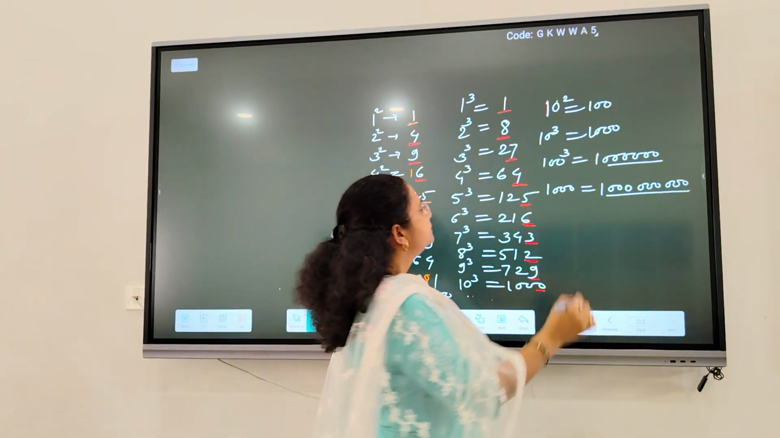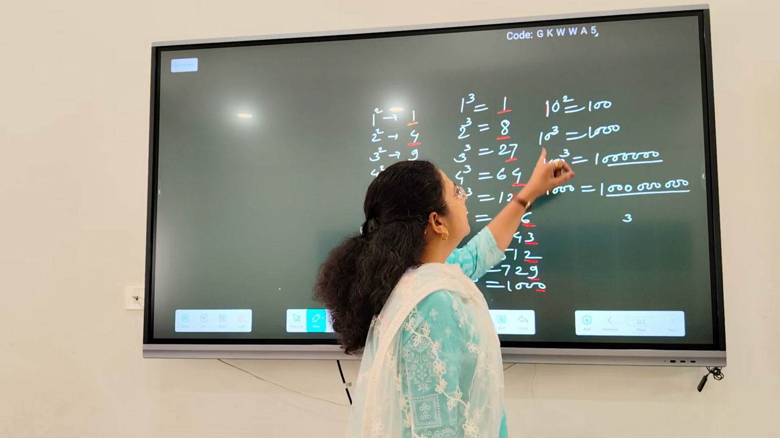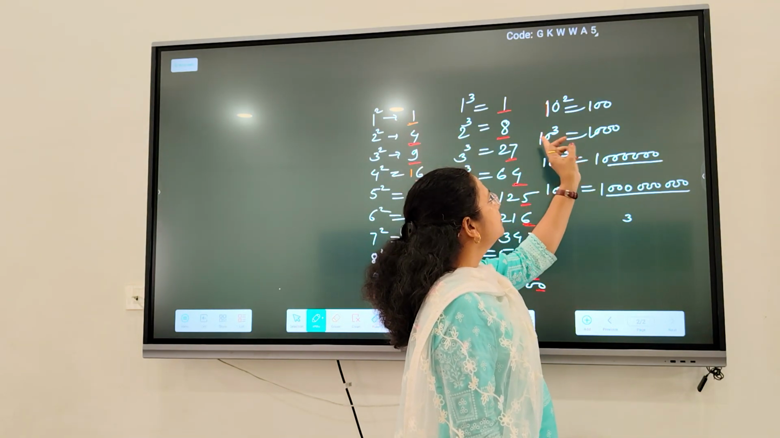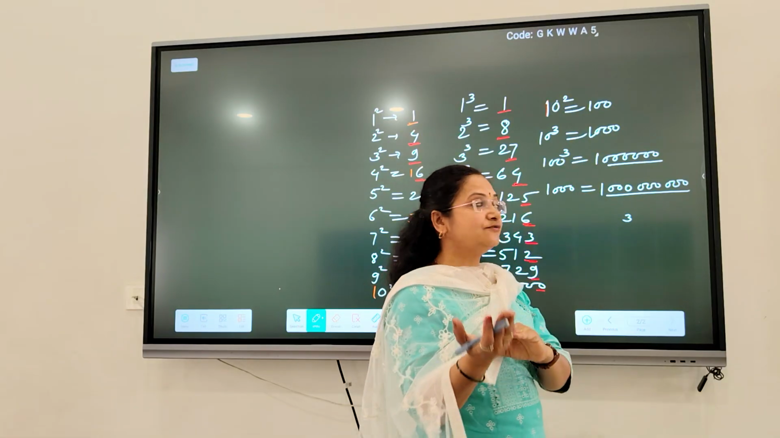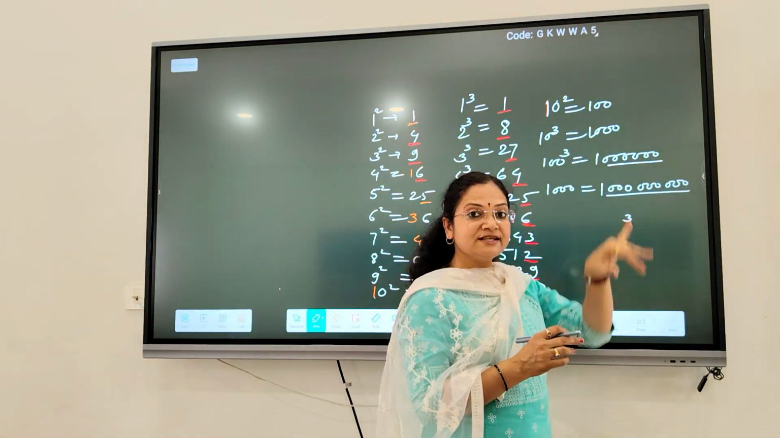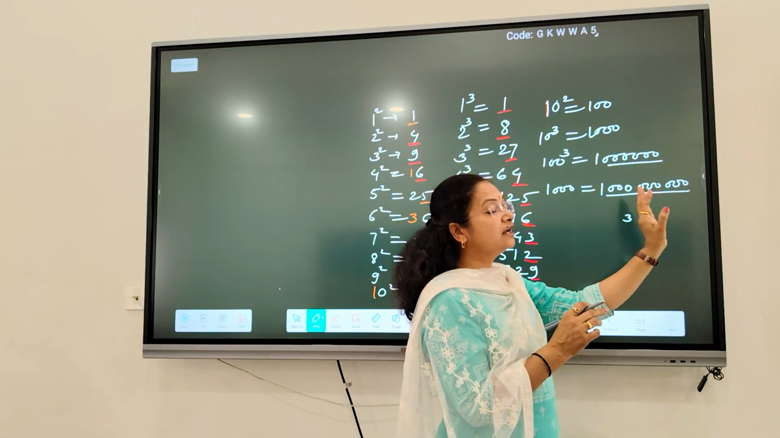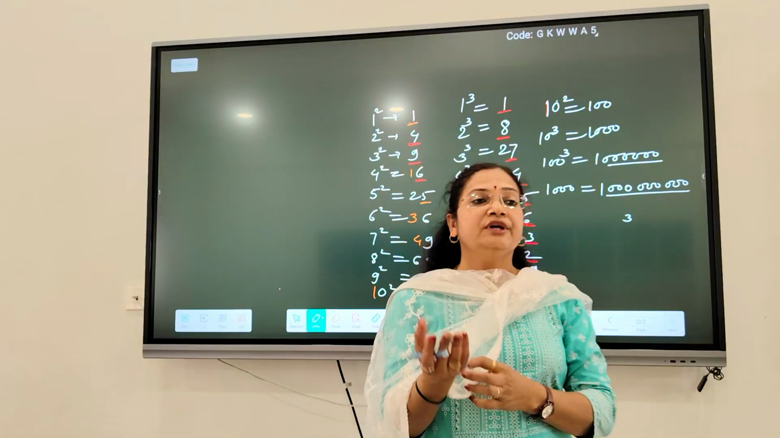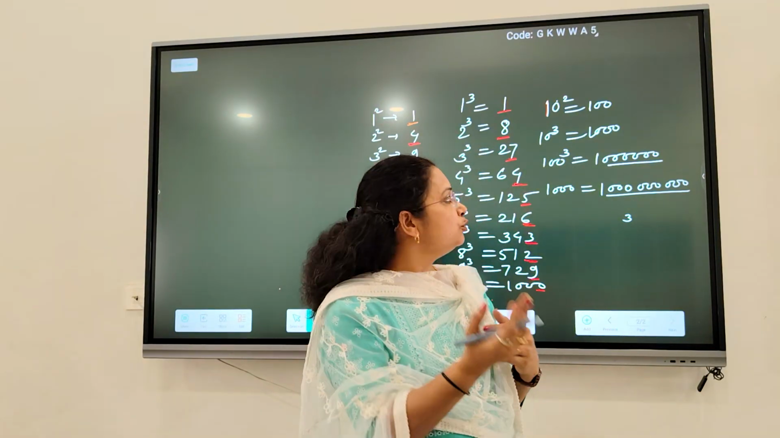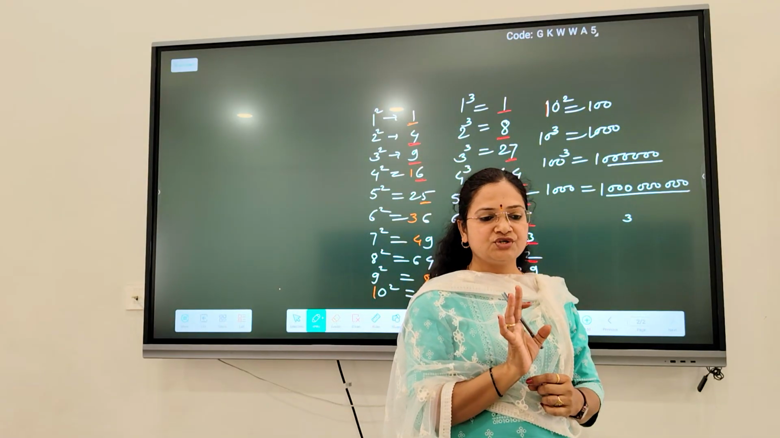Understood? 3 times 0. How many zeros here? 1. So there are 3 zeros, 3 times 0. There are 2 zeros, so in the cube there are 6 zeros. Here 3 zeros, so in the cube there are 9 zeros. So if on the unit place there is 0, then you have to put 3 times 0 of that number. Understood?